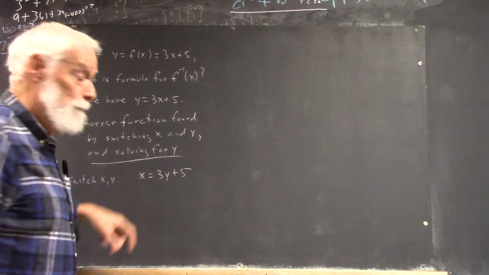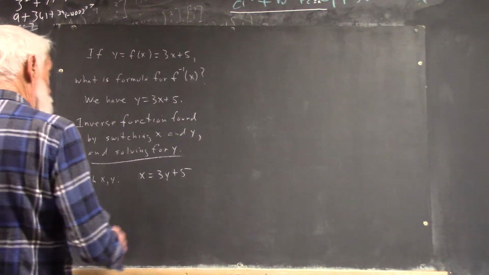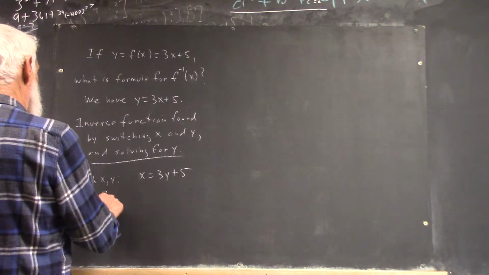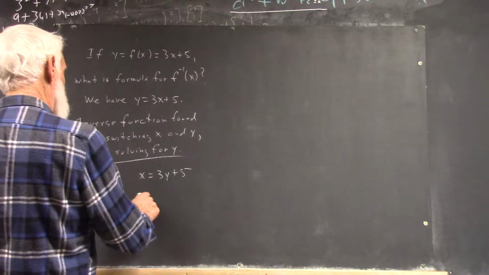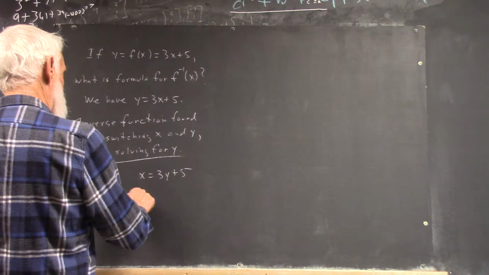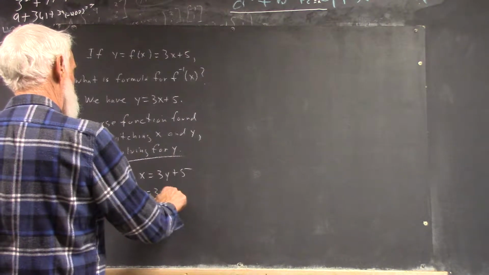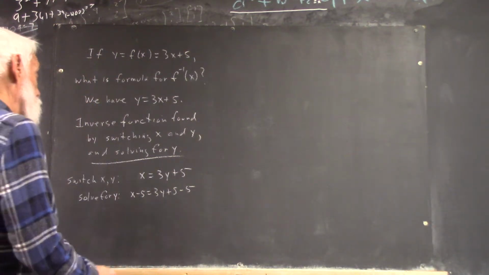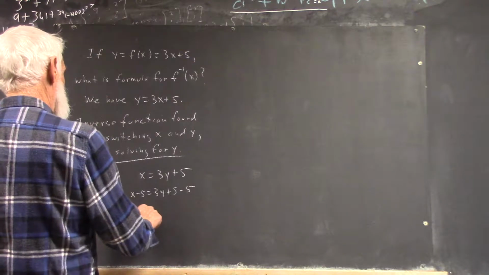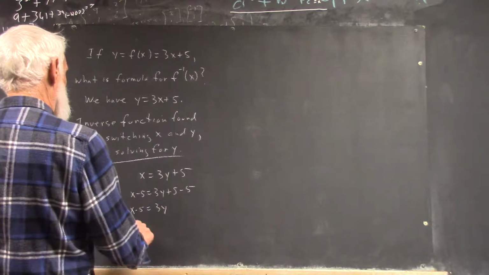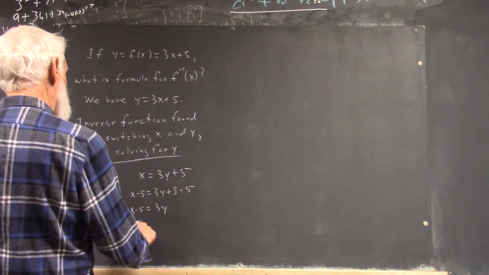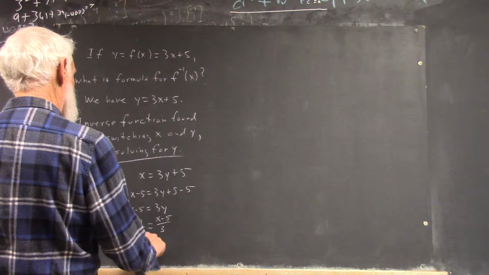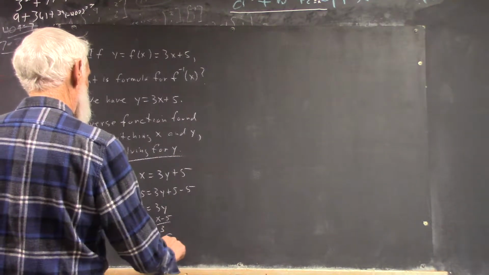Okay? And in this case, it's easy to solve. So, solve for y. Well, sure. I want to see all steps, no magic. I subtract 5 from both sides, and we get x minus 5 equals 3y. So then 3y over 3 will equal x minus 5 over 3, so that y equals x minus 5 over 3.